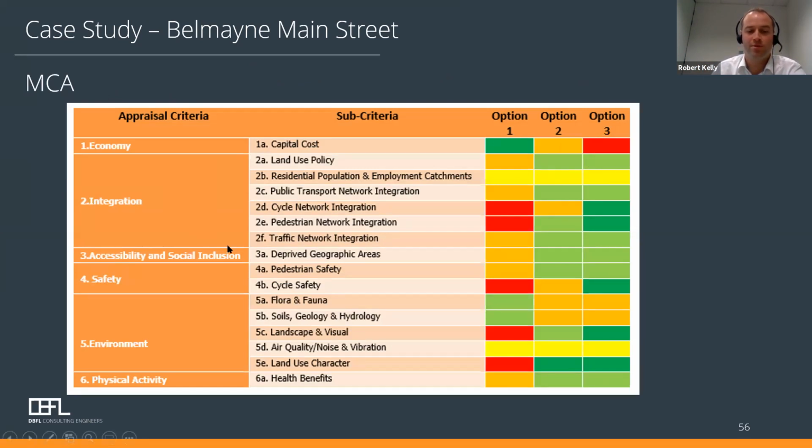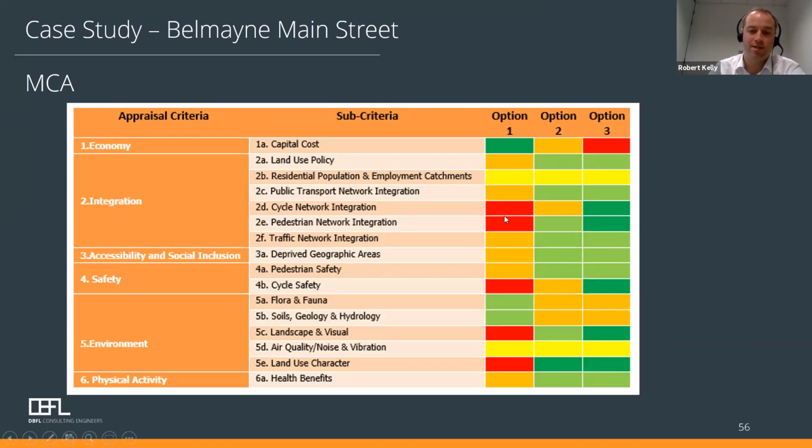But there's another point to note. Under accessibility and social inclusion, generally you look at deprived geographic areas, and the North Fringe area is noted as a socially disadvantaged area. The key element of the Belmayne Bellcamp master plan was to provide an active travel link for that population to access amenities and education, etc. That was applied and given probably a greater weight than the other 5 main criteria.